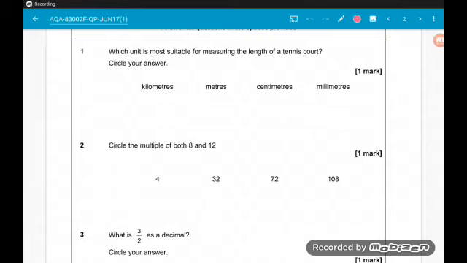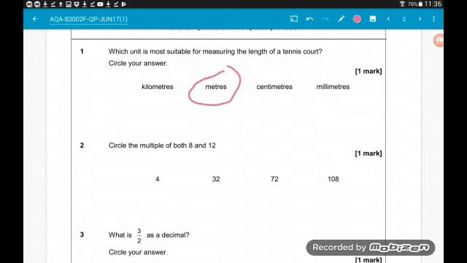Okay, question 1. Which of these units would we use to measure the length of a tennis court? Well, we wouldn't use kilometres, we wouldn't use centimetres, we definitely wouldn't use millimetres. So, we're going to use metres.